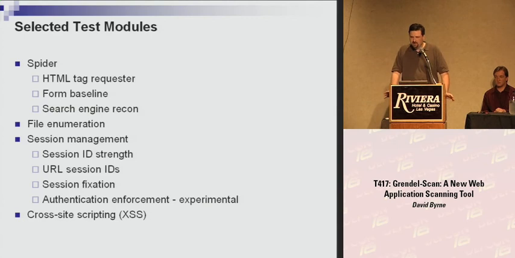There's a number of session management test modules. One of them will test the session ID strength. So it will look for repeated session ID values coming back from the server, either in the cookie value or in a query parameter value. It will also check the level of entropy or randomness between values that come from the server, and obviously report on it if there's an insufficient amount. Session IDs should never be stored in a URL for a number of reasons. So there's a module that will test for that and report it.